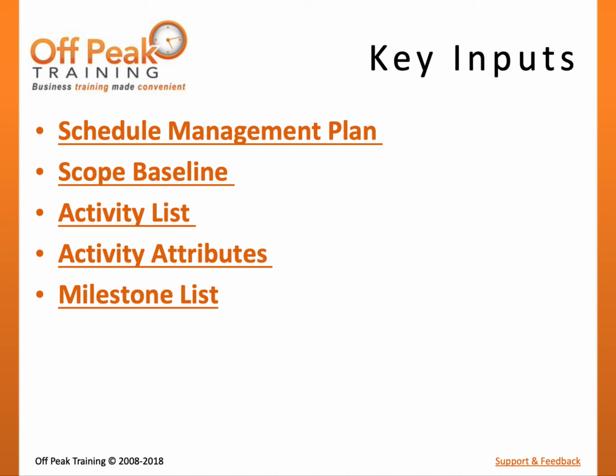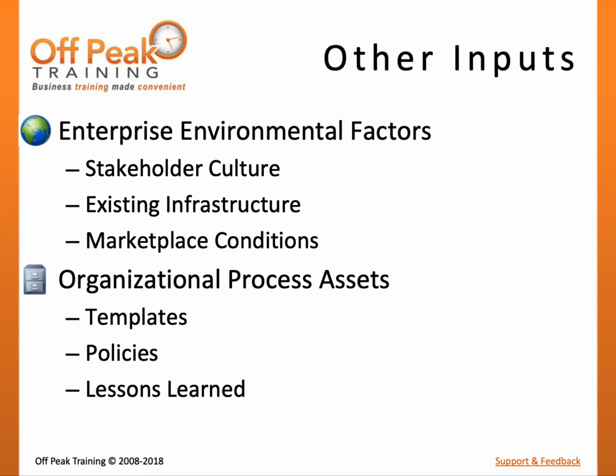The activity list, activity attributes, and milestone list were all outputs of the define activities process. Together, they will provide the level of detail required to sequence the schedule activities of the project. Enterprise environmental factors can be an input to defining the activity sequence. These may include government standards, stakeholder culture, and the organization's existing infrastructure and tools. Finally, organizational process assets may contribute a network diagram template, lessons learned, or provide organizational policies and guidelines.